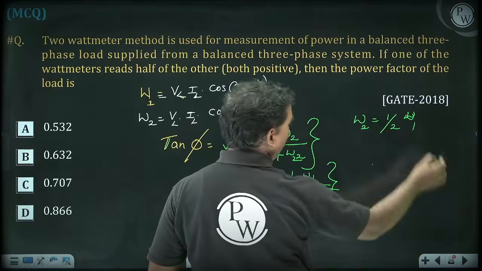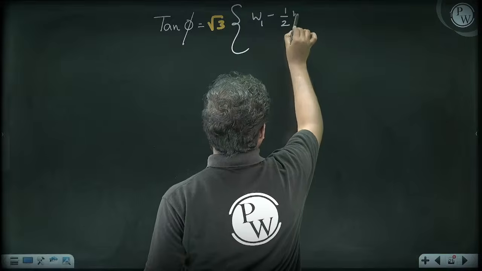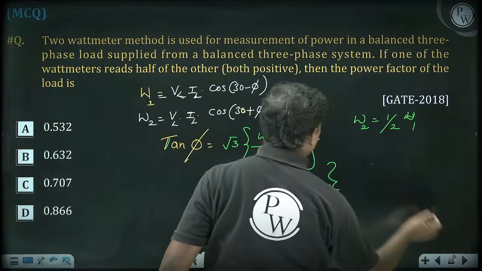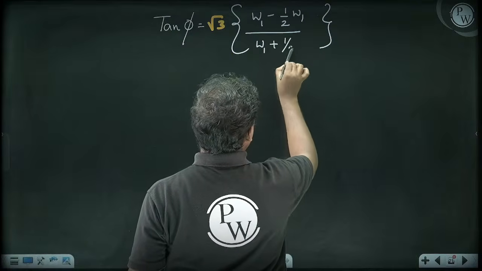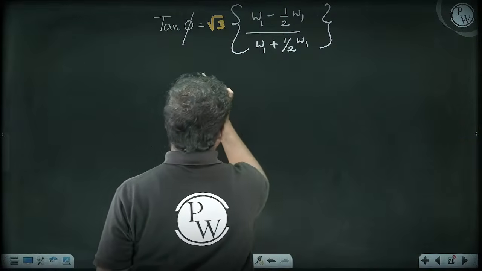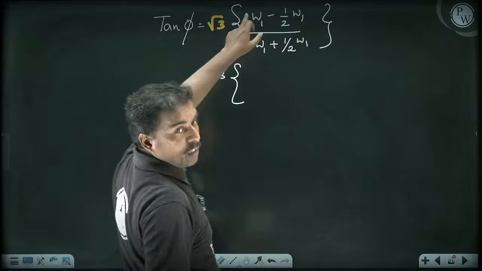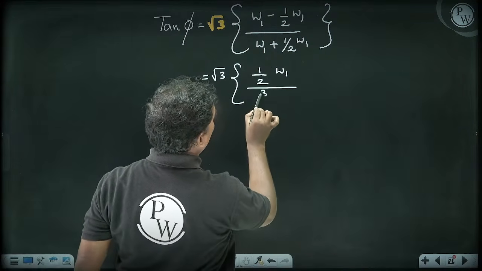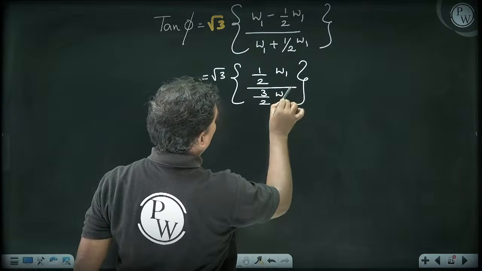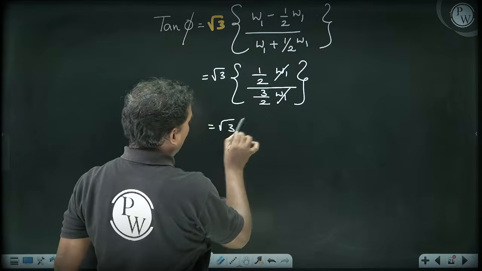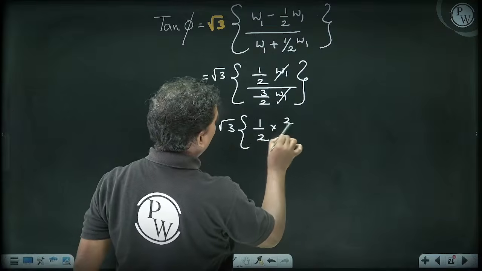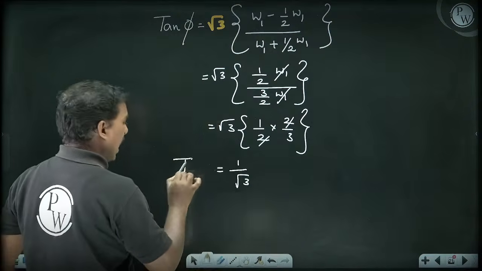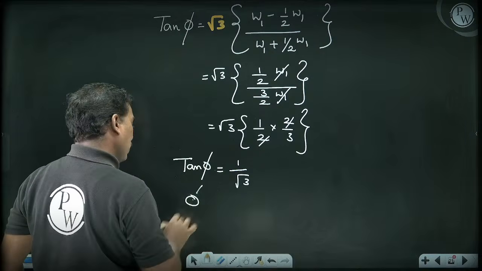W2 is equal to half of W1, the whole divided by W1 as it is. So root 3 W1 minus half of W1 will become half W1, and this will become 3 by 2 W1. So W1 gets cancelled. 1 by 2 into 2 by 3, so 2 gets cancelled. I am going to get 1 by root 3. So tan phi is equal to 1 by root 3, so phi is equal to how much?